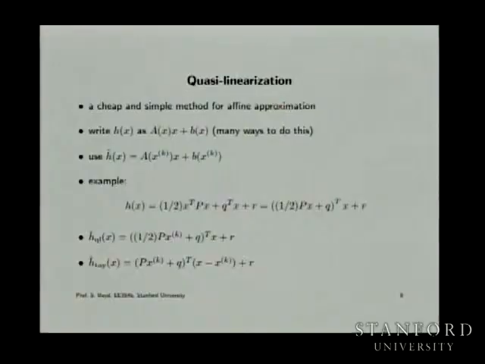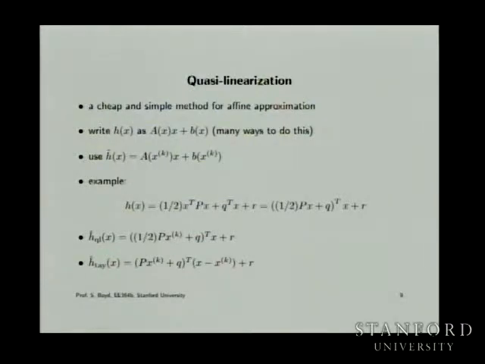Now, another method, which we'll see shortly, is quasi-linearization. You can certainly say it's a cheap and simple method for affine approximation. To be honest with you, I don't know why. I can't think of anything good about it except that it appeals to people's laziness. I can't think of any other good reason to do this except laziness. We did it later in an example. But here it is. It's kind of dumb.